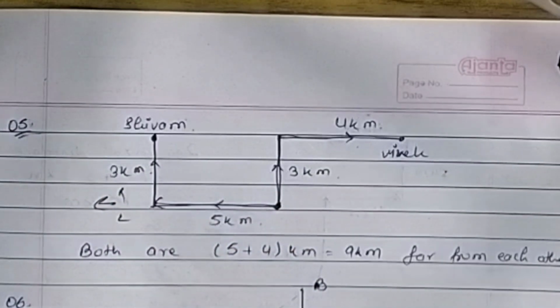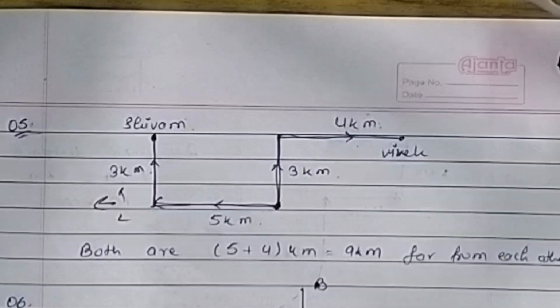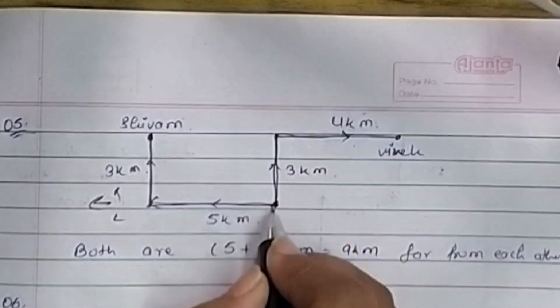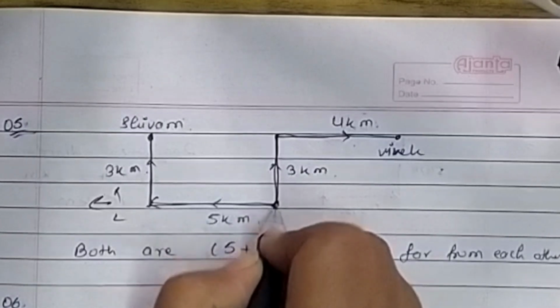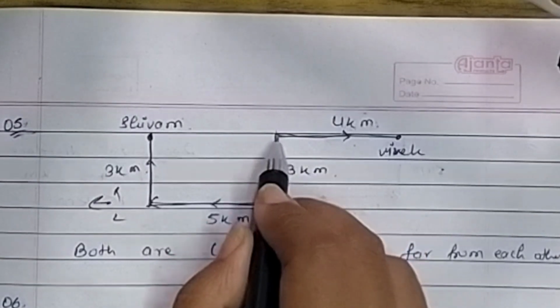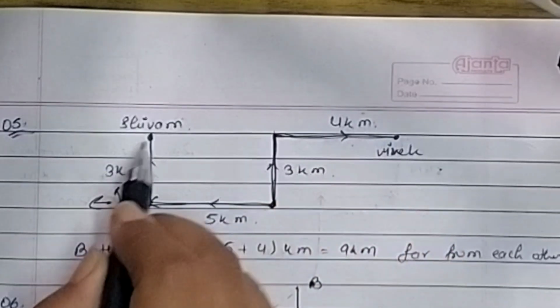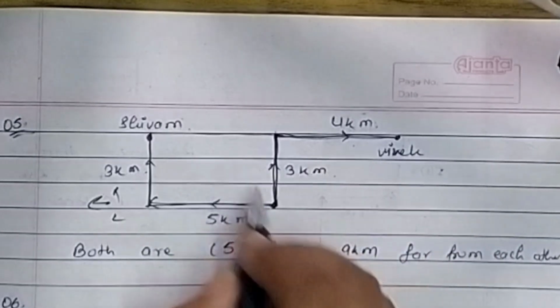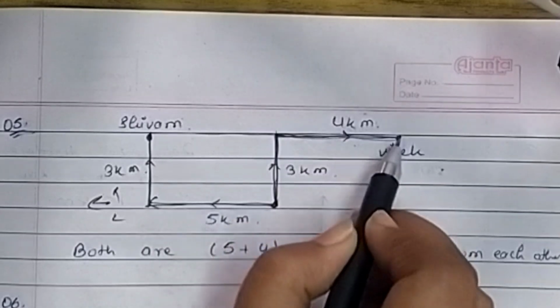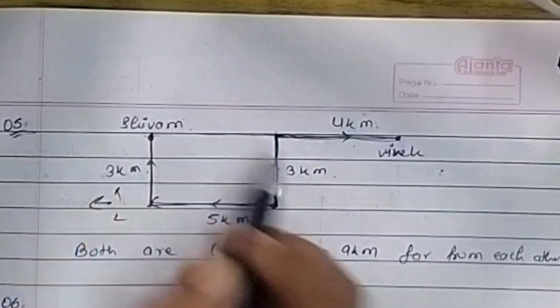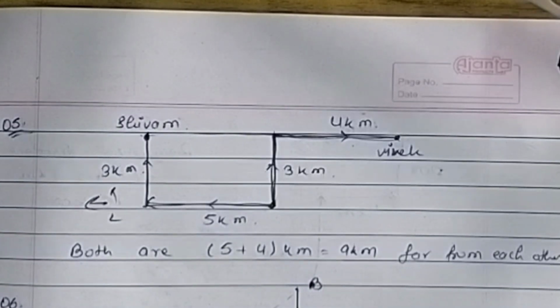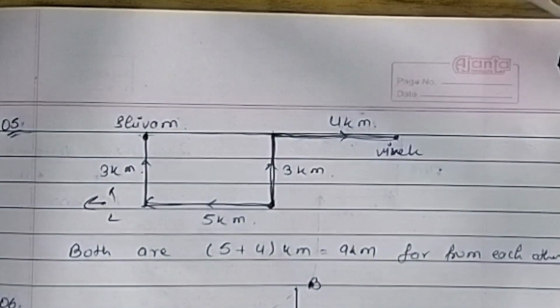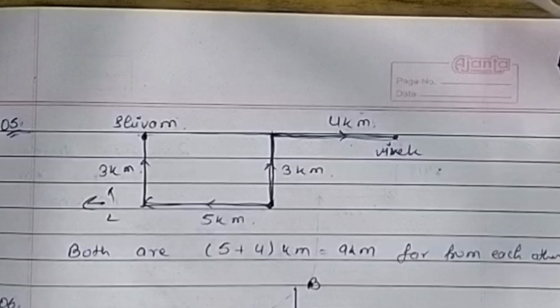Now how far apart are they? It is pretty easy, because from the starting point, this is parallel, so we can say that the distance between this and the distance between this will be the distance between Shivam and Vivek. From here, Vivek has covered 4 kilometers, and from here Shivam has covered 5 kilometers. So they are 5 plus 4, 9 kilometers apart from each other. Hence option C, 9 kilometers, is the right answer for the fifth question.